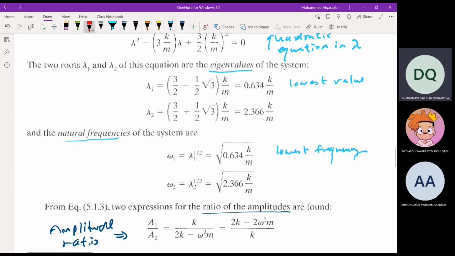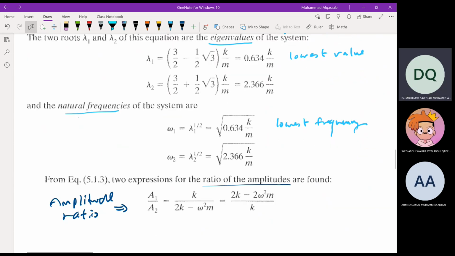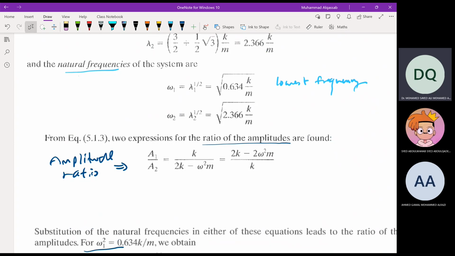And then you take omega 1 as the square root of lambda 1. We don't take the minus, we only take the plus to get the natural frequency, because natural frequencies are always positive. And this is one thing. We found the natural frequencies, which is the important part that we need in the free vibration. The values of A1 and A2, we cannot find exactly because we have only 2 equations, but what we can get is the amplitude ratio.